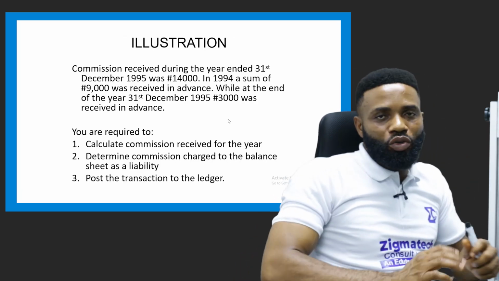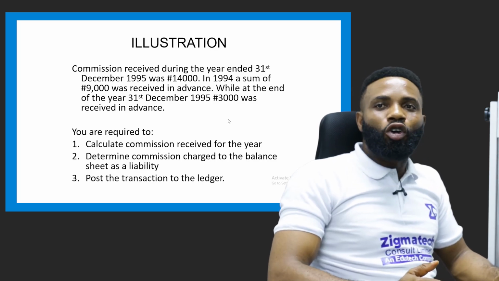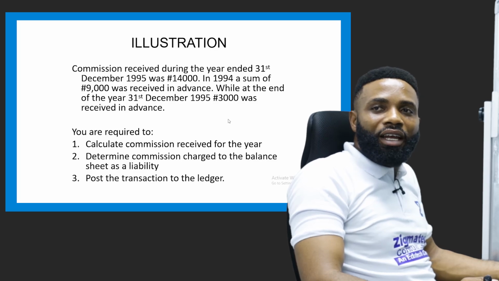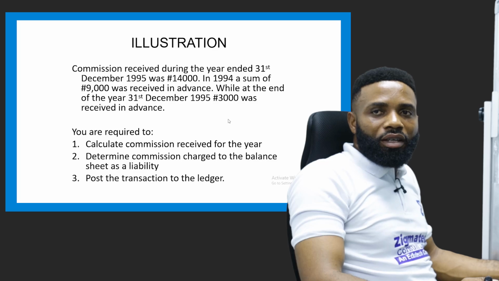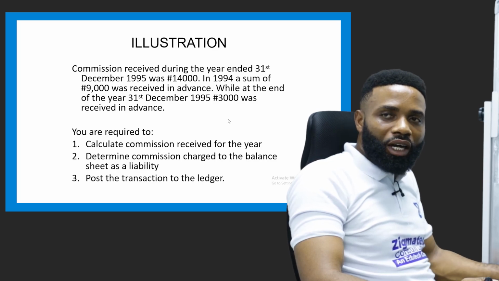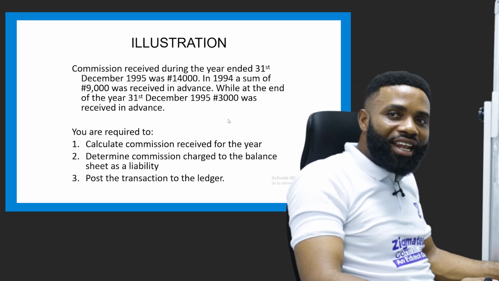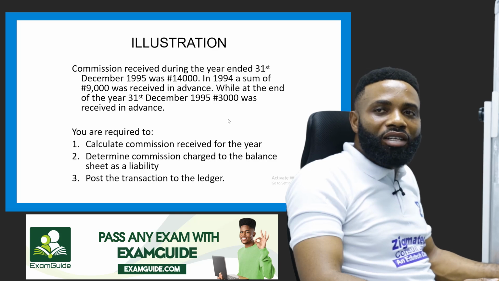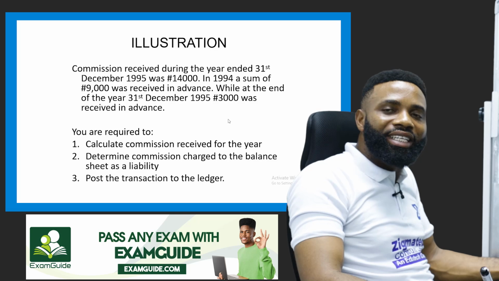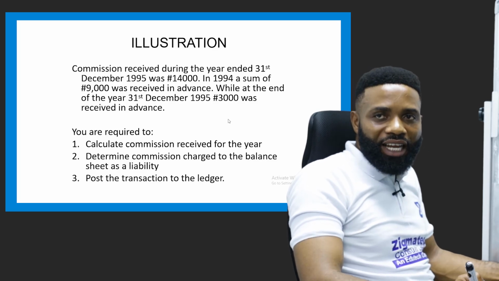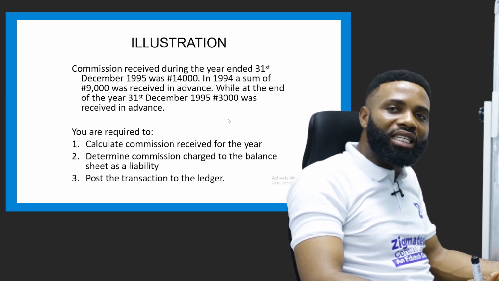At this point, we also want to look at an illustration that can further explain this. Commission received during the year ended 31st December 1995 was 14,000. In 1994, a sum of 9,000 was received in advance. Remember, that means this 9,000 was actually received in 1994 for 1995. So this 9,000 is something that was received last year. Let's assume that the current year is 1995, so last year was 1994 and we received 9,000 for this year.